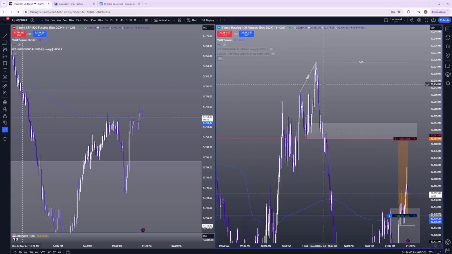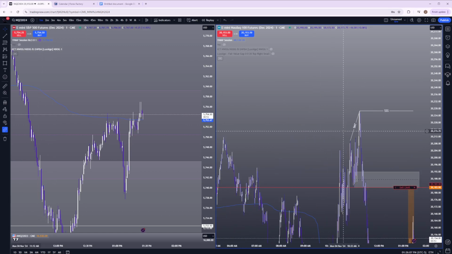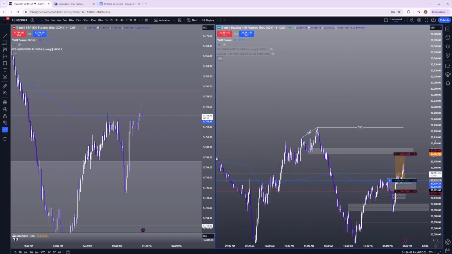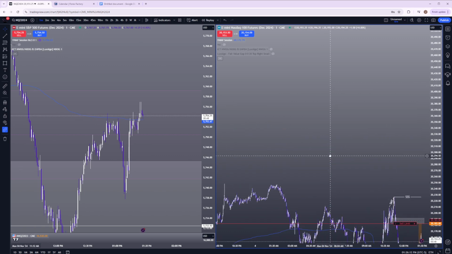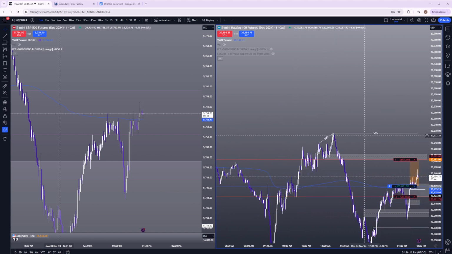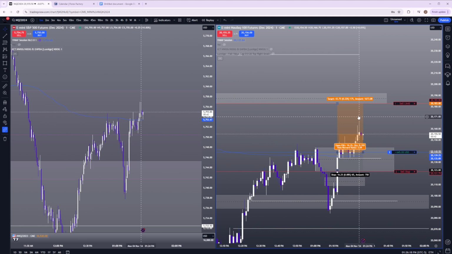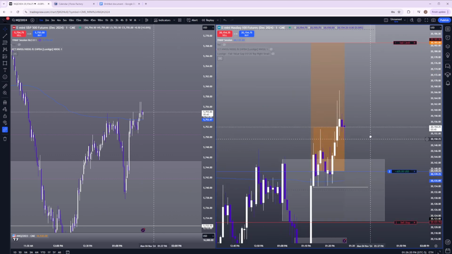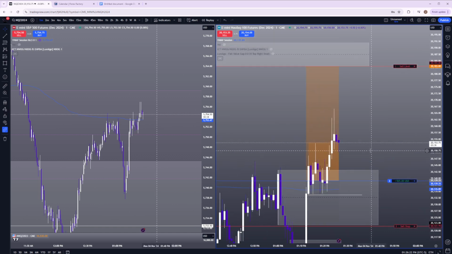It's high of AM session, which would make it... It's not technically high of day, no, because we still have London high and Asia high, right? We still have those highs up there, so it's not technically high of day. It's high of AM session. Technically.